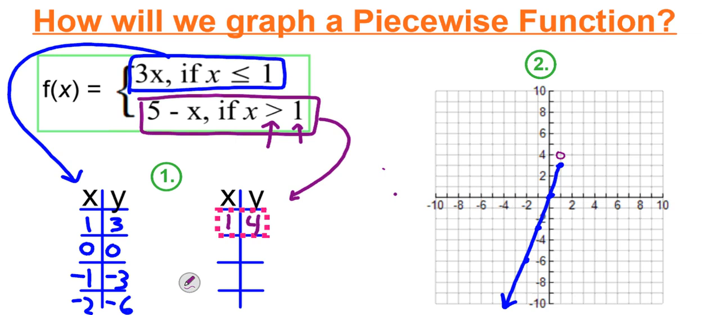All right, so here we go. Let's plug in a 2. 2 is fine to use. 5 minus 2 is 3. Plug in a 3. 5 minus 3 is 2. And plug in a 4. 5 minus 4 is 1. So let's plot those points.